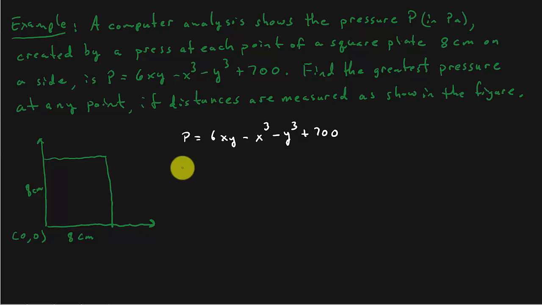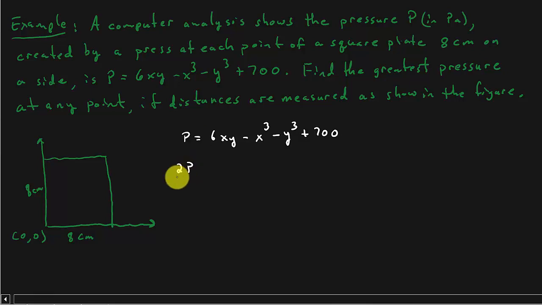Okay, so we've got the partial of p with respect to x. That's going to be 6y minus 3x squared, and then all that's 0. And then the partial of P with respect to y is equal to, what is that, 6x minus 3y squared. Everything else is 0.